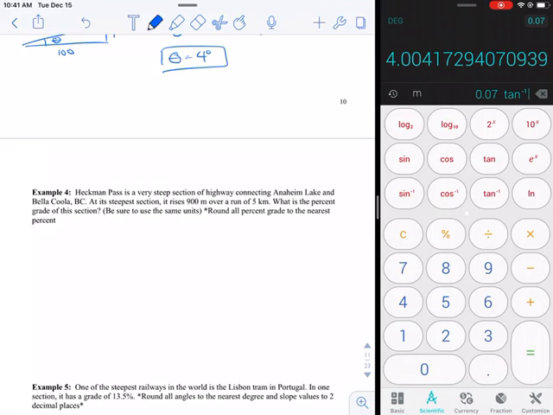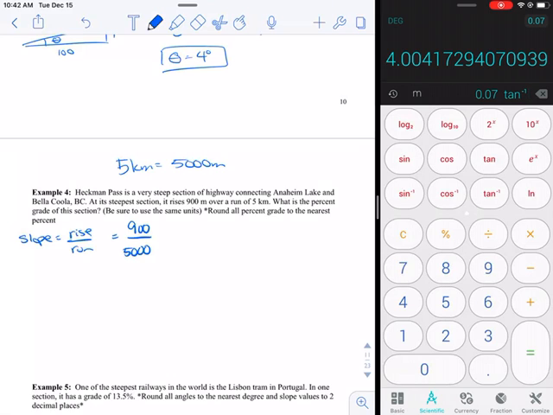So the slope is rise over run. One thing we need to do is figure out that 5 kilometers is equal to 5,000 meters. Okay, so if we're using the same units, we've got to use 5,000. So the slope is rise over run, so that means it's rising 900 for a run of 5,000.